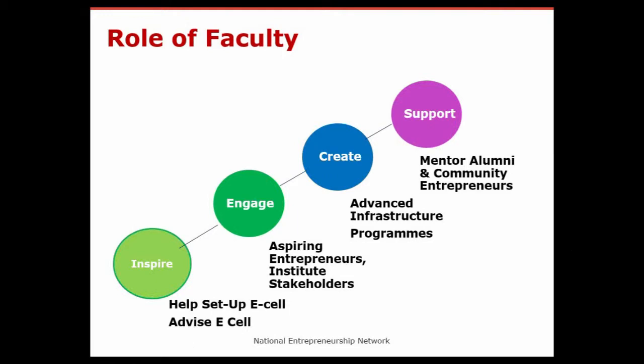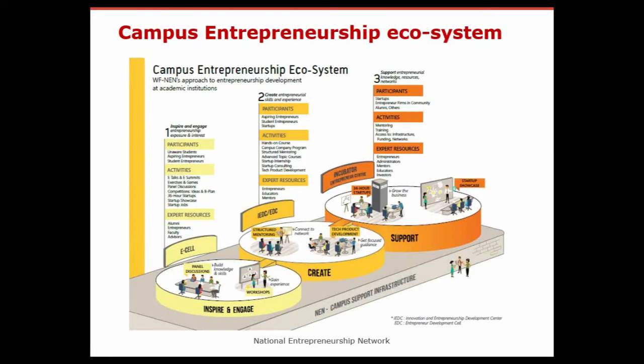We'll talk more about this in the next slide, wherein we talk about the campus ecosystem model. So you'll get further clarity on the entire process. The slide which you see in front of you is a typical entrepreneurship ecosystem, ideally which should happen on any campus. I'll try and explain how this model works. If you look at the three circles below, where it's written inspire and engage, create and support, these are the three goals which any entrepreneurship institute should have.